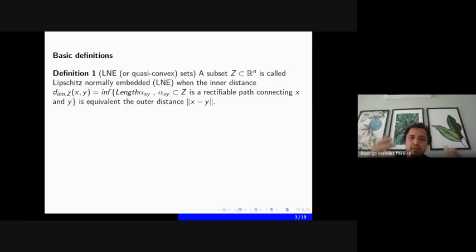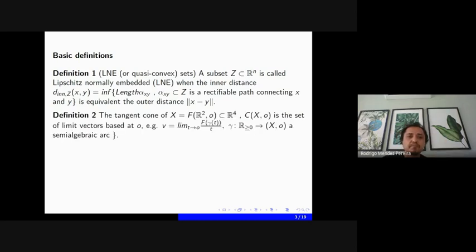So, in order to start with the metric investigation, a good point is to check whether the inner distance determines the outer distance, if you have some subset embedded in the Euclidean space.